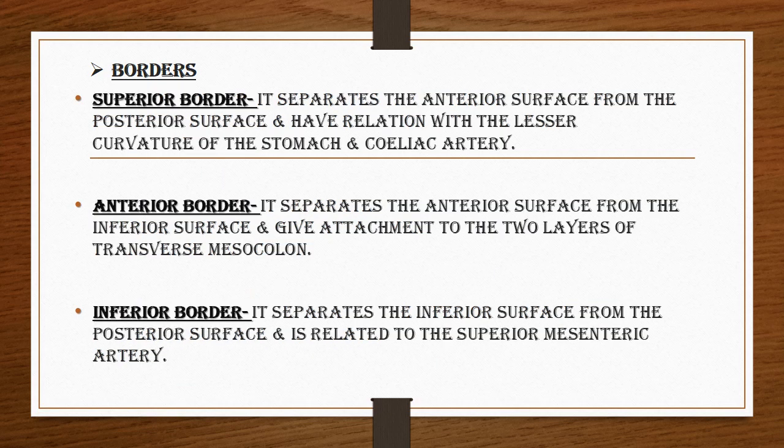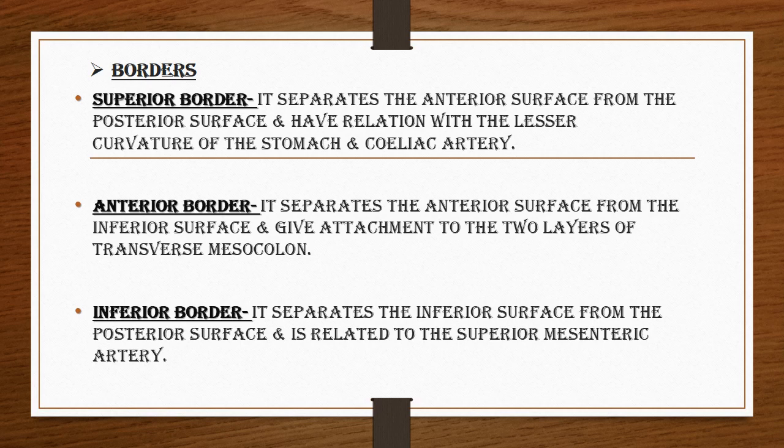Now we will see the borders of the body of the pancreas and their relation. The first is the superior border. The superior border separates the anterior surface from the posterior surface, and from its right end it gives out a process, the tuber omentale, which comes into relation with the lesser curvature of the stomach. Superiorly, it is related to the coeliac artery.